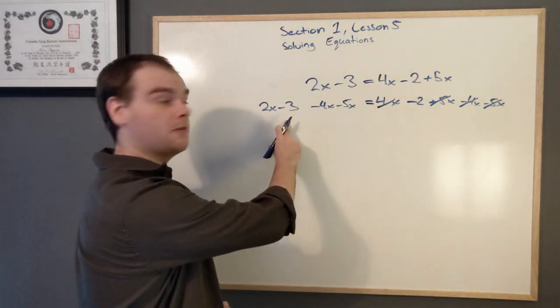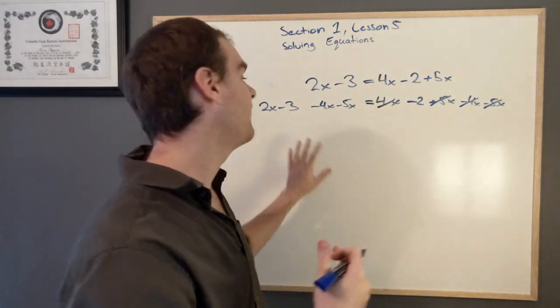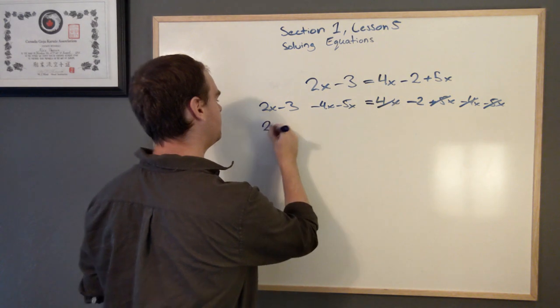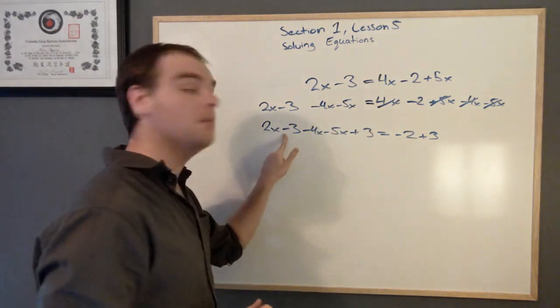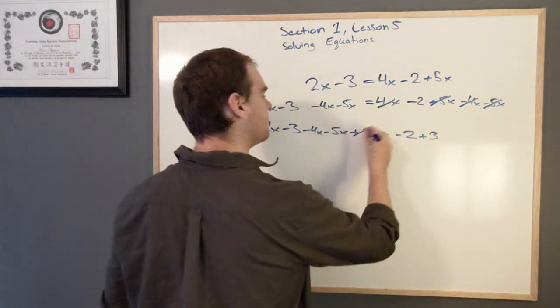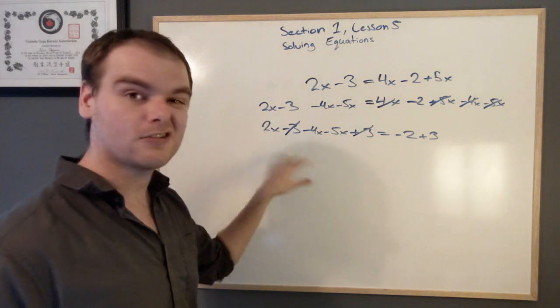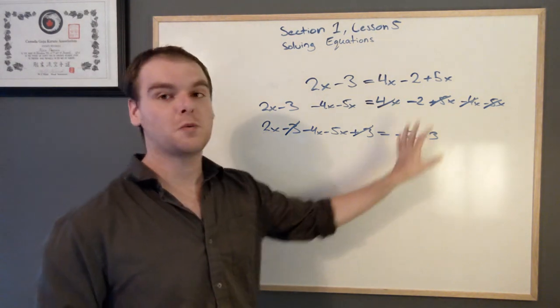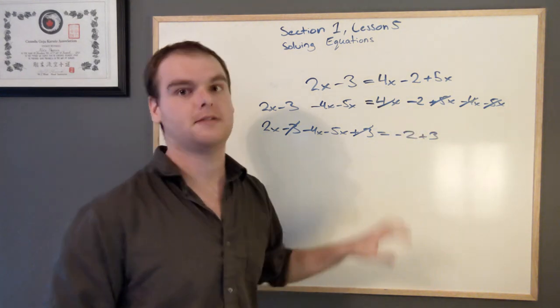Now I have this 3 over here that I'm subtracting, so I'm going to have to add 3 to get rid of it on this side. So I add it to the left side, I add it to the right side, and minus 3 and positive 3 cancel each other out, hence why I did so. And now all the things with a letter on it are on the left, all the things without a letter, the constant terms, are on the right.